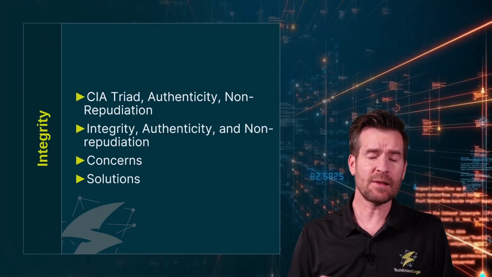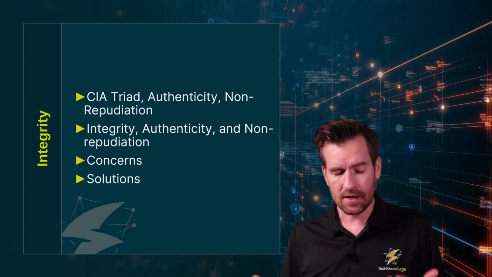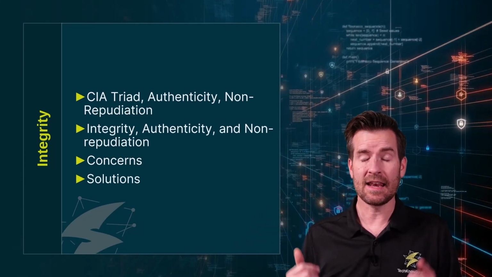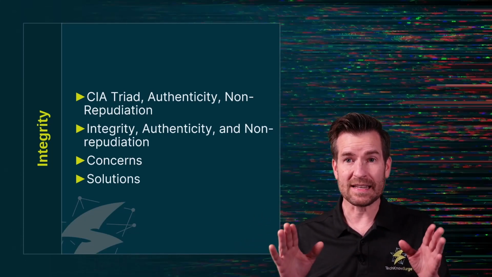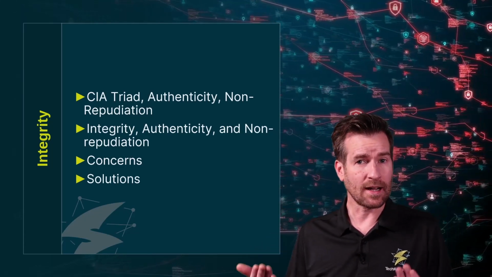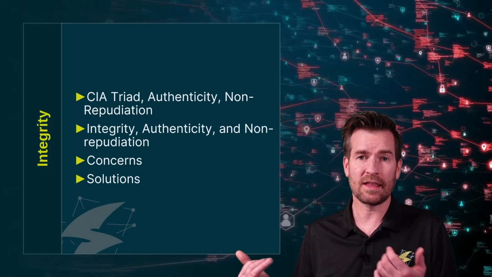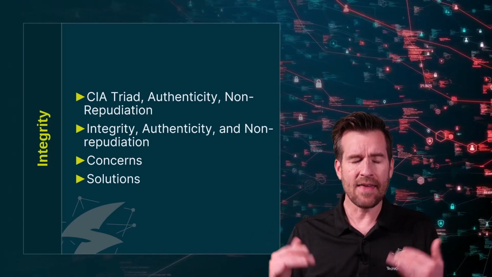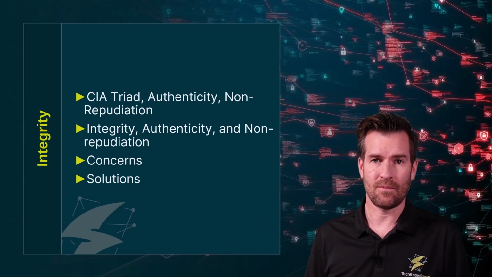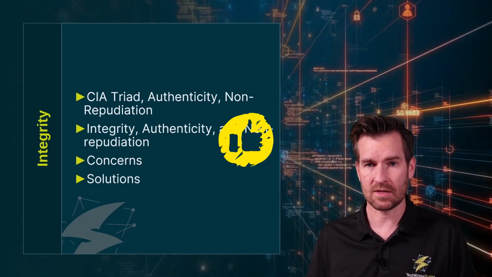In this video, we started by talking about the pillars of cybersecurity: confidentiality, integrity, availability, authenticity, and non-repudiation. We talked about what the differences are between integrity, authenticity, and non-repudiation. We talked about some concerns you would have in sending messages, to make sure that they're not altered along the way, and then solutions for those messages. And in future videos, we're going to get more in depth into those solutions.